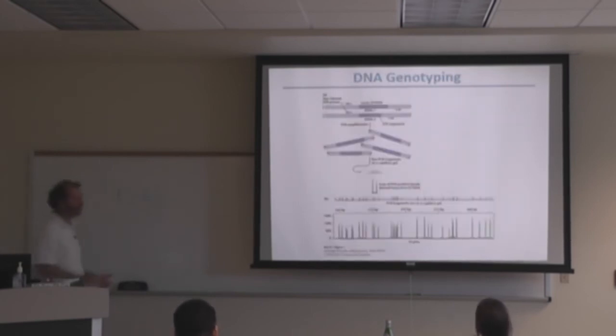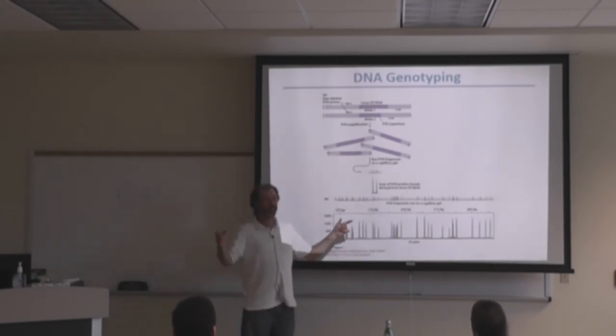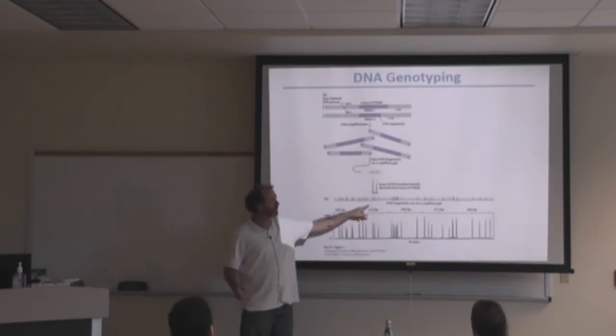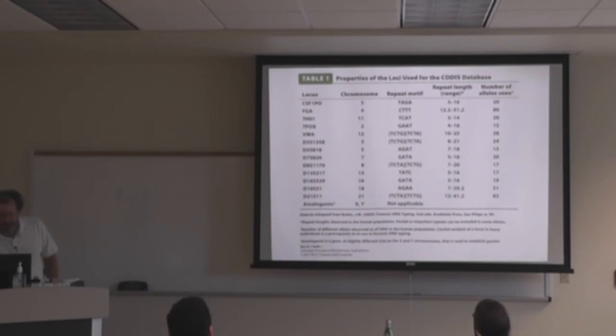They'll separate these PCR fragments by gel electrophoresis. You can do it with a regular gel, but these days it's faster and more accurate to use capillary gel electrophoresis. When you do Sanger sequencing in methods too, you'll see how that works if you take it. These are properties of loci used for the CODIS database. It shows you the repeating motif and the number of alleles seen.